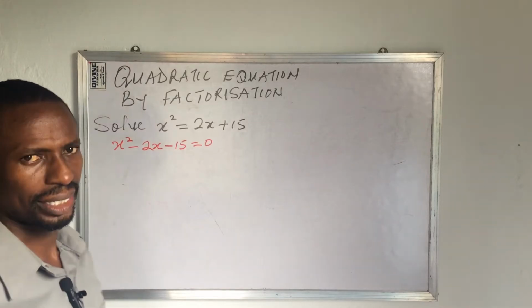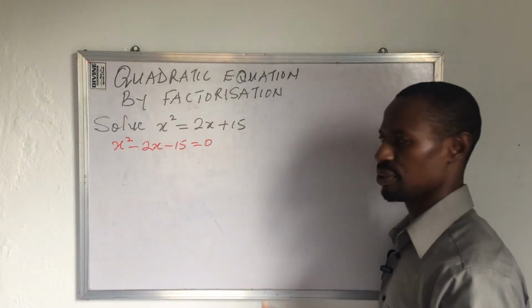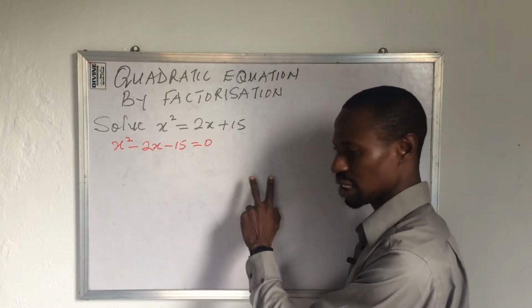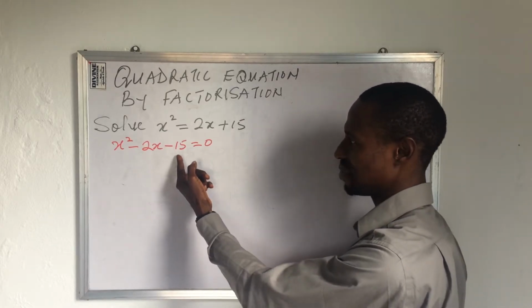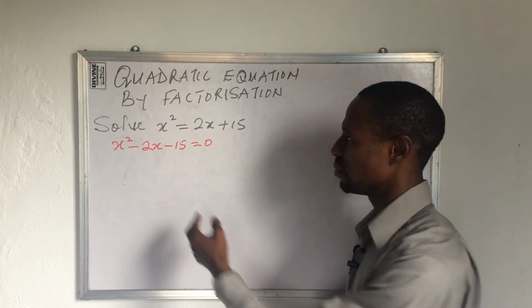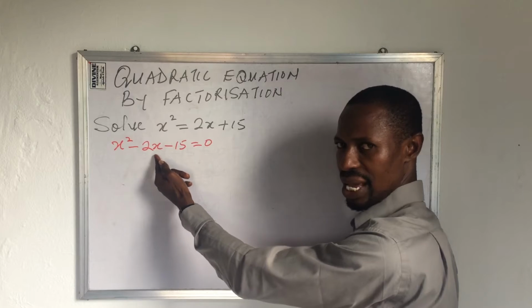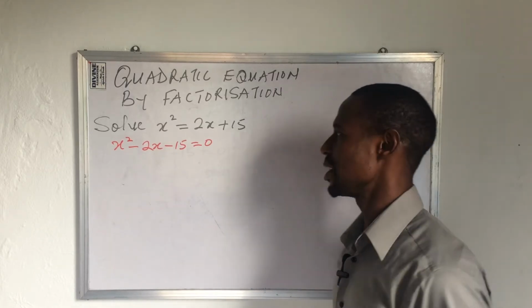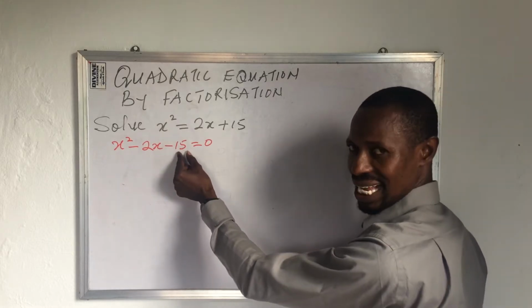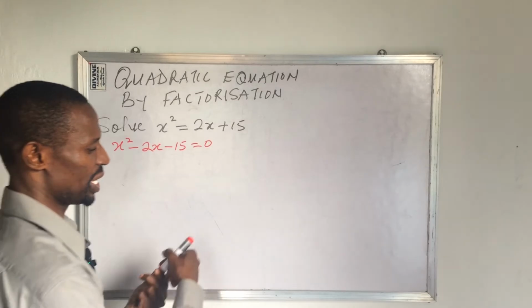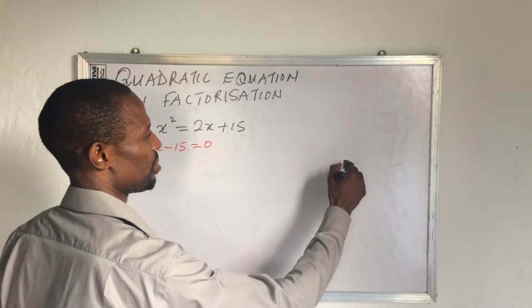Now that we have this in place, what do we do? We have to think of two numbers that when we multiply together will give us minus 15, then add these two numbers together to give us minus 2x. How do we get such numbers? All we need to do is to bring out the constant term. And the constant term here is 15. So here, I write out my 15 somewhere here.